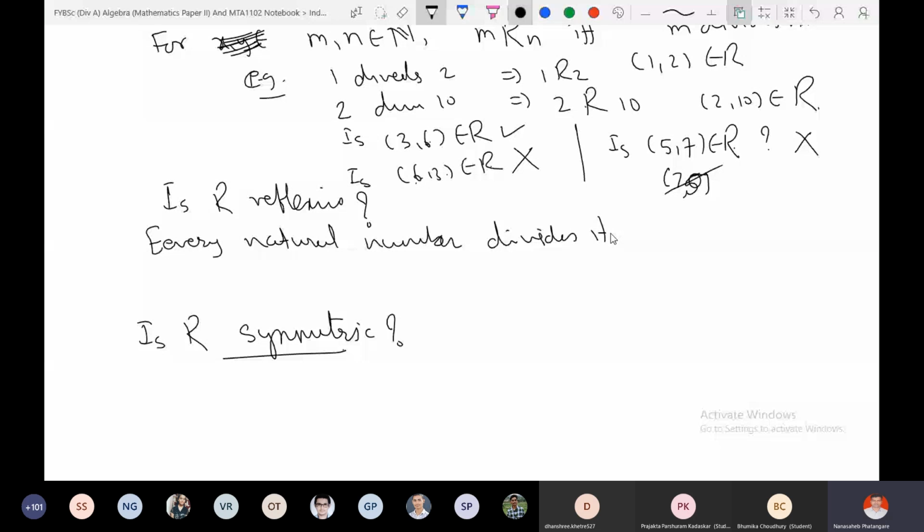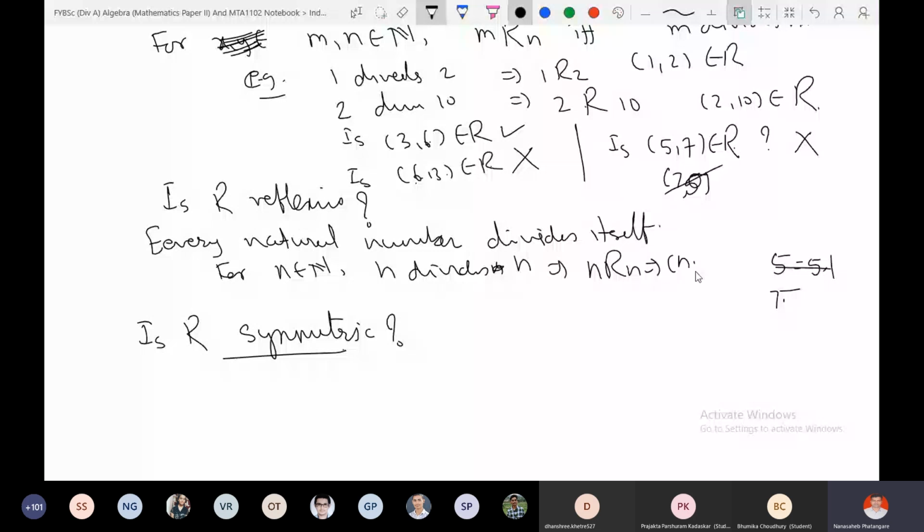Every natural number divides itself, right? Therefore, if you choose any natural number n, n divides n. Because if I take 5, 5 divides 5 because 5 is equal to 1 times 5. 7 divides 7, 100 divides 100. So for n in the natural numbers, n divides n. Therefore n is related to n, that means the pair n comma n is in R. This is true for every n in natural numbers. Therefore every element is related to itself with respect to this relation, so this relation is reflexive.